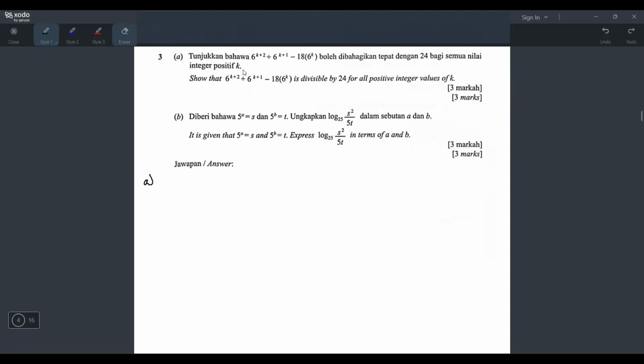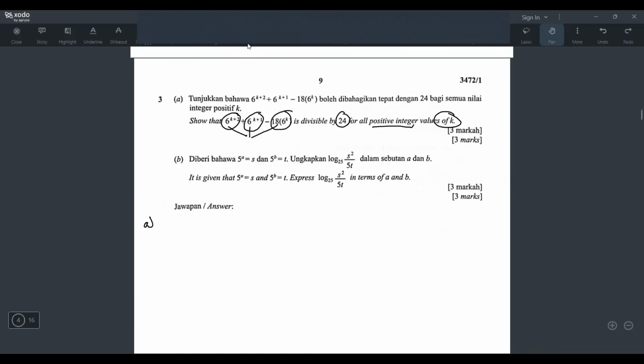So let's read. Show that 6 power k plus 2, plus 6 power k plus 1, minus 18 times 6 power k is divisible by 24 for all positive integer values of k. Okay, this question you can see in the middle is plus minus. So if it's plus minus, you cannot merge these 3 into one, because it's plus minus. If it's times divide, then only it's possible.